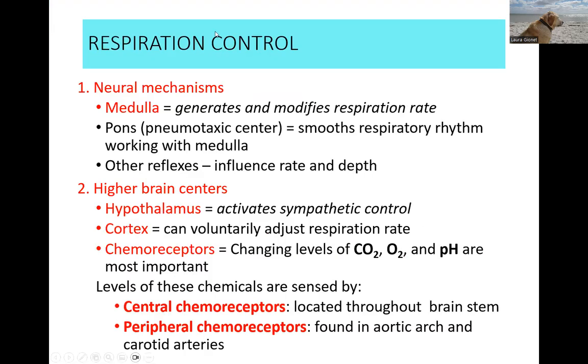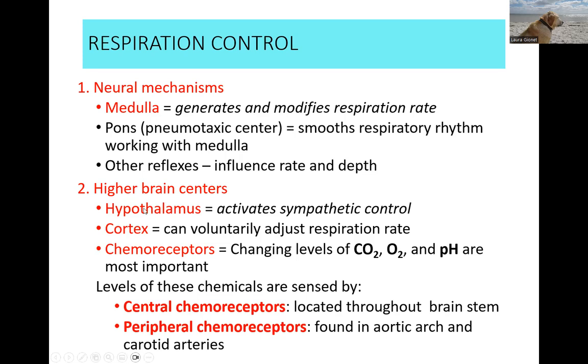Okay, respiratory control. Well, we have neural mechanisms. The medulla oblongata generates and modifies our respiratory rate. The pons, remember, helps the medulla oblongata in respiratory function. It smooths the respiratory rhythm with the medulla. And then there are other reflexes that influence rate and depth. I mean, just all of a sudden stimulating the sympathetic nervous system will do it.